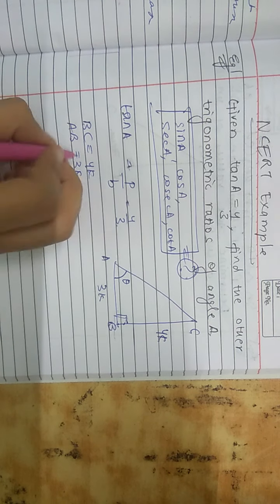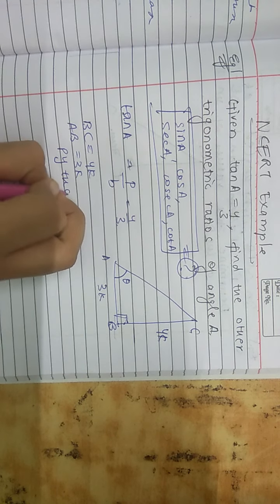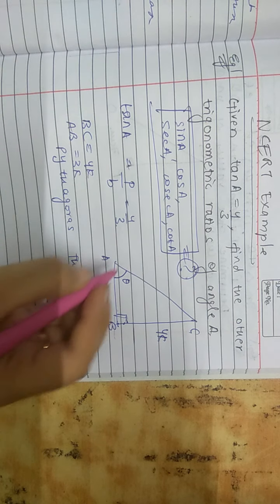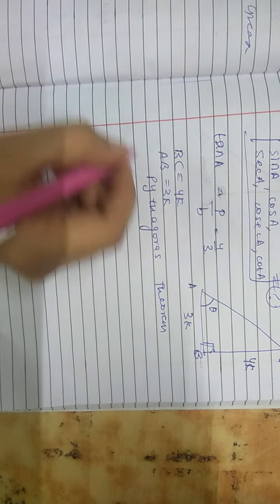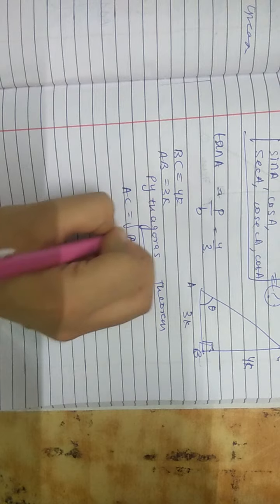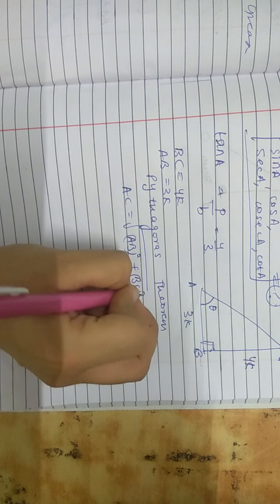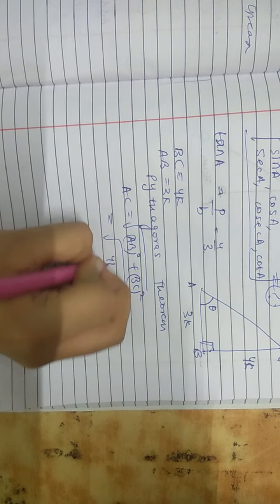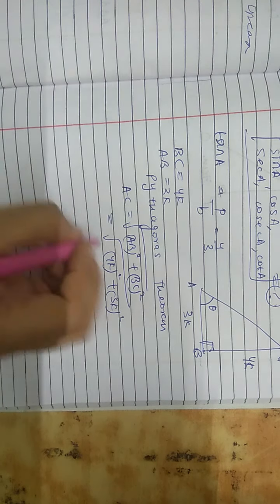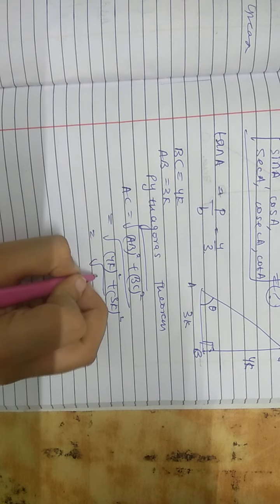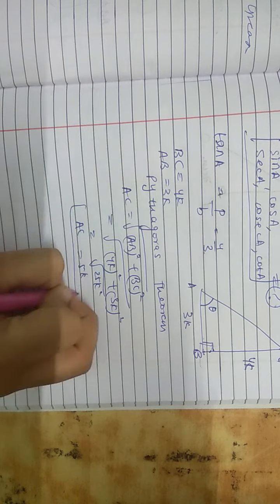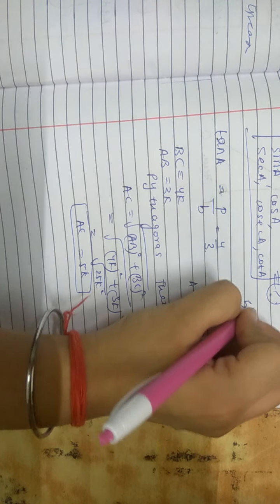Now, as per the Pythagoras theorem, we can determine the value of this AC. So we can write AC as under root of AB square plus BC square, that is 4K whole square plus 3K whole square. We'll get 25K square, that is 5K. So AC comes as 5K.